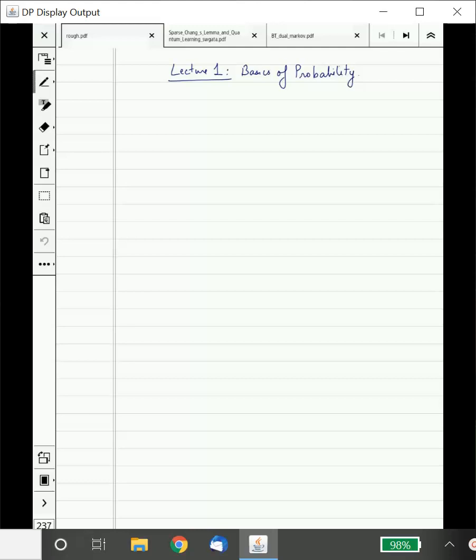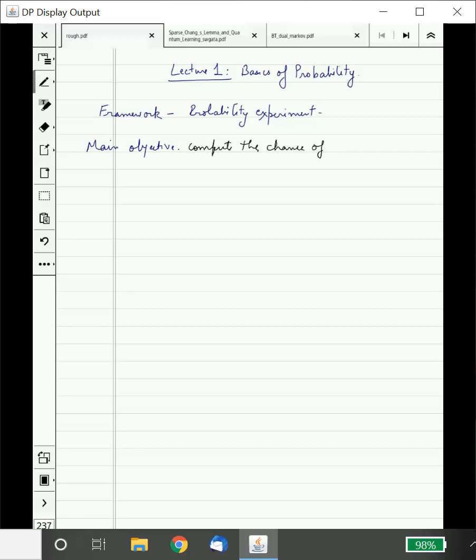Let's move to the basics of probability. So today we are going to talk about a basic framework which will model a probability experiment. What do you want to achieve using probability? Our main objective in probability theory is to compute the chance of an outcome in an experiment where the outcomes are randomized in some sense. So this is what we want to achieve.